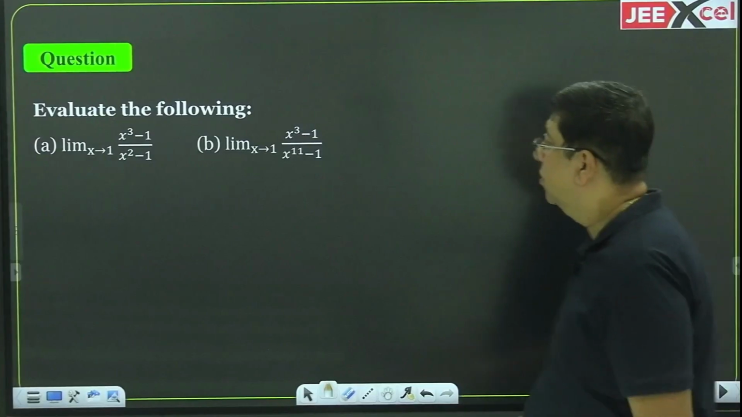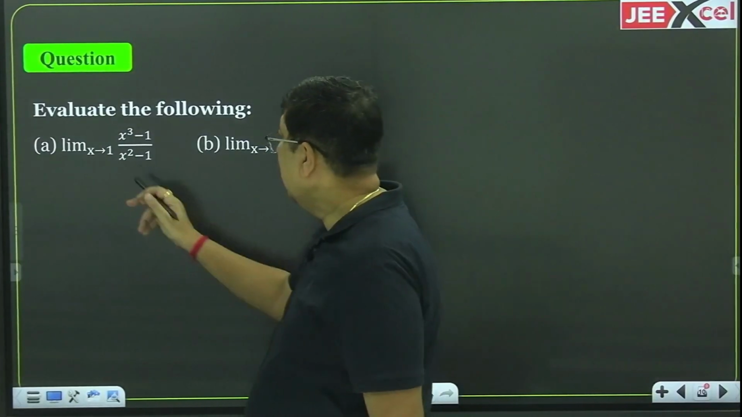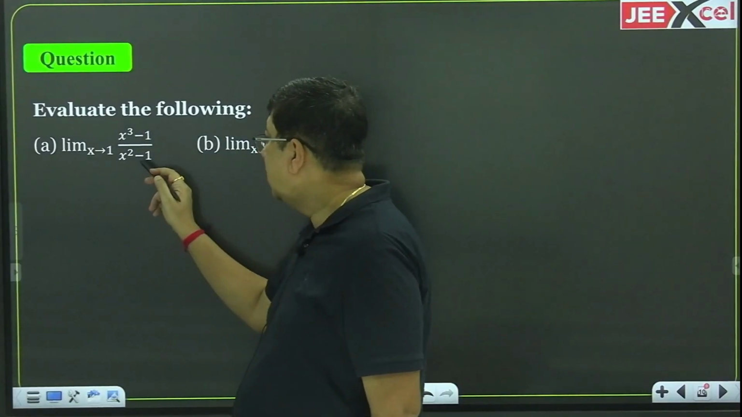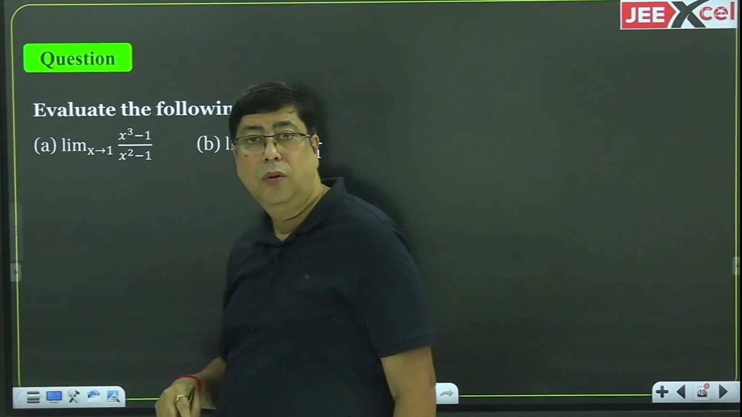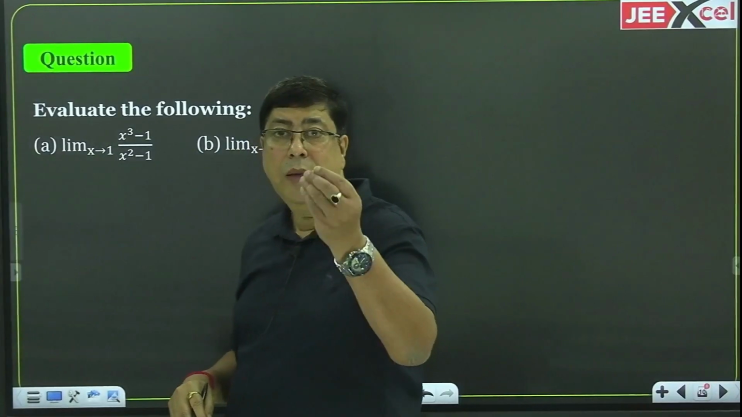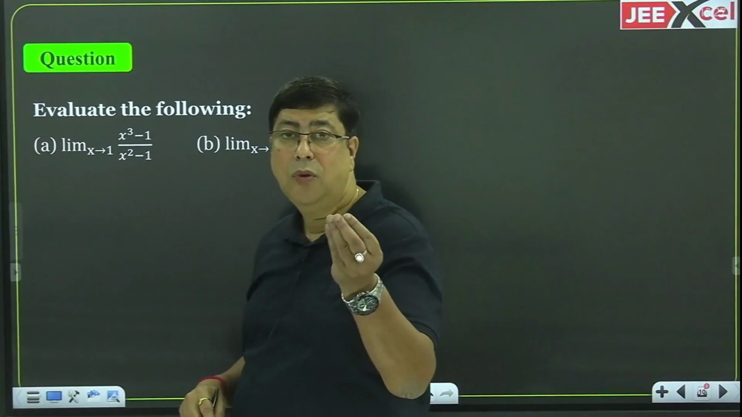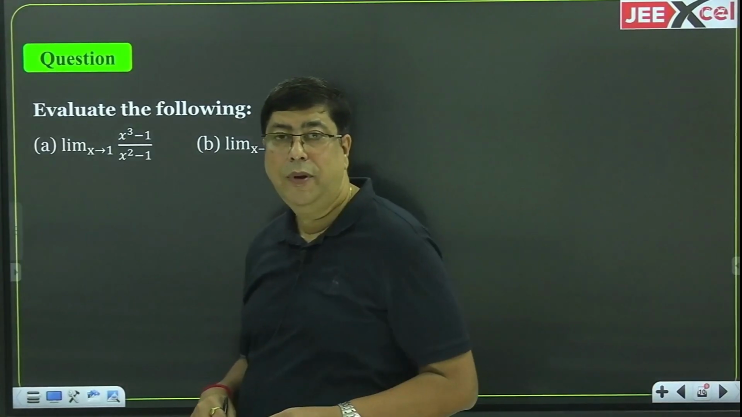In this case, limit x tends to 1. See one thing, if we put x equal to 1, the denominator is coming 0. So same condition, same concept: we have to eliminate the value for which the denominator is coming 0.